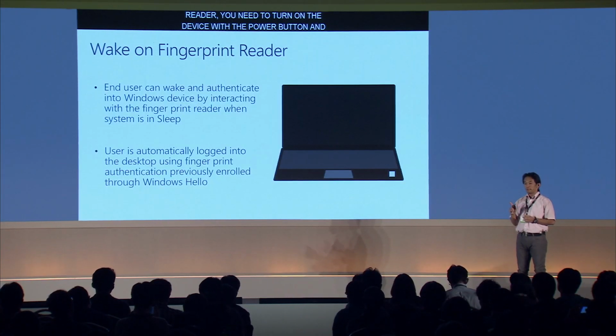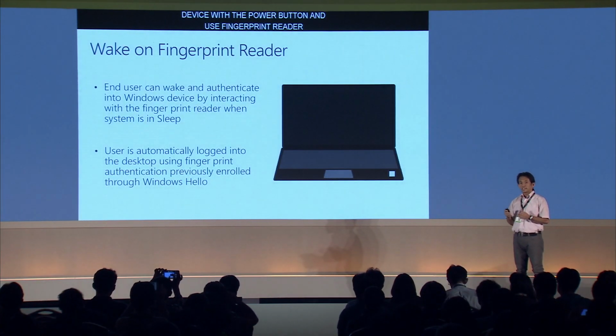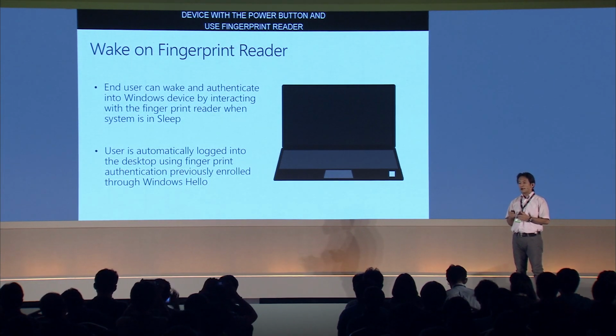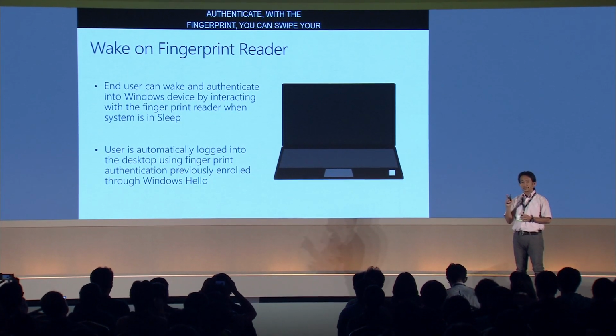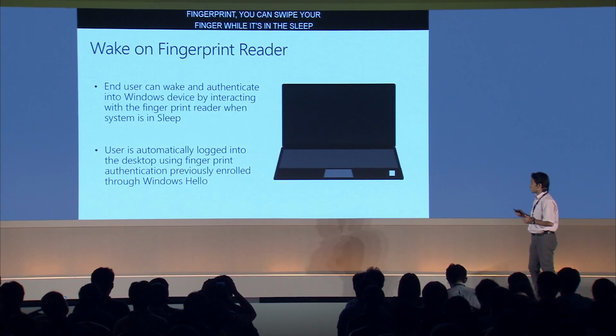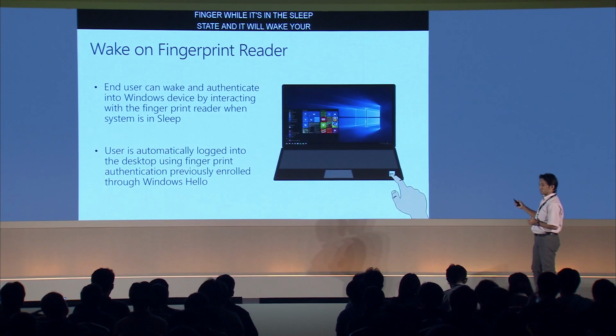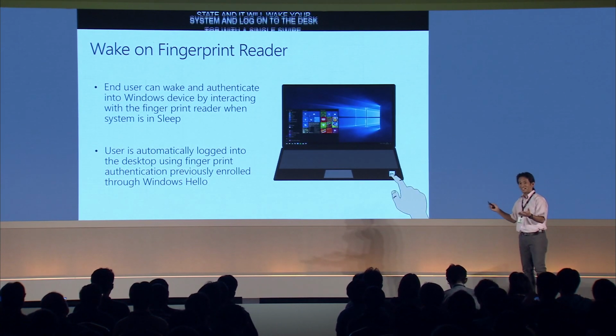On an S3 device, if you want to use the fingerprint reader, you need to first turn on the device with the power button, and then use the fingerprint reader to authenticate after the logon screen appears. With Modern Standby, you can swipe your previously enrolled finger when the system is in a sleep state, and it will automatically wake the system and log on into your desktop with a single swipe. Let me show you how this works with the animation. Like this. It's very easy and fast.